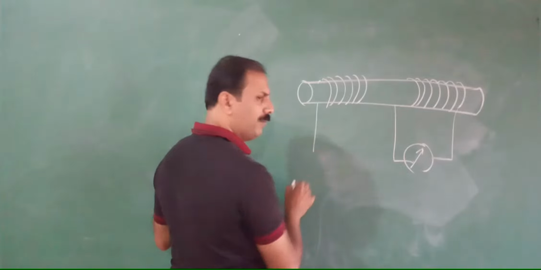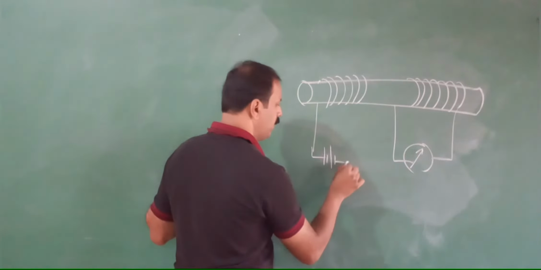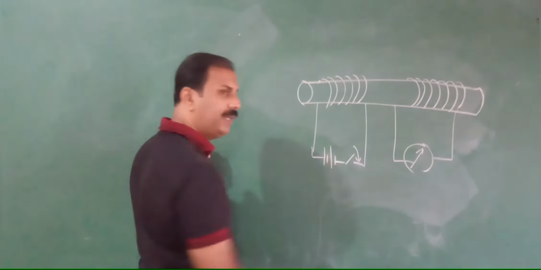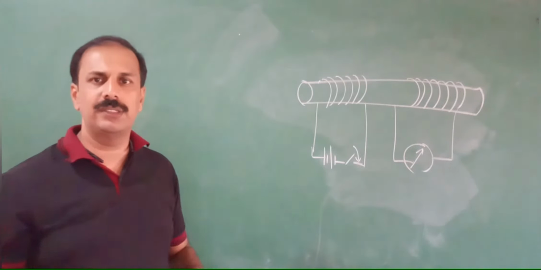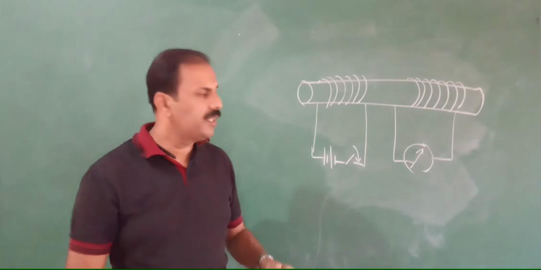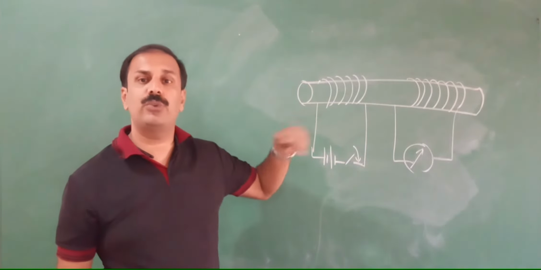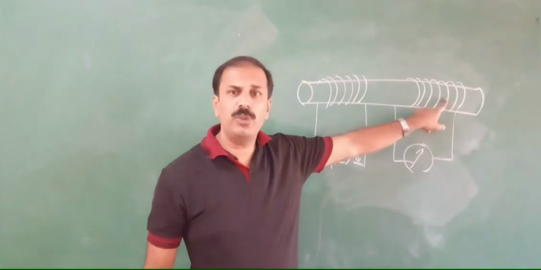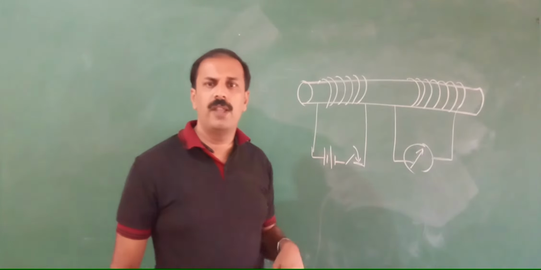And this coil I am connecting to a battery and a key here, a tapping key which when you tap it will switch on, when you release it will switch off. Now in this case you can see, if you tap this key, what will happen? You know, when current is passing through a coil, it will produce a magnetic field. So this magnetic field can reach up to here. So what will happen? It will make a deflection in this one.